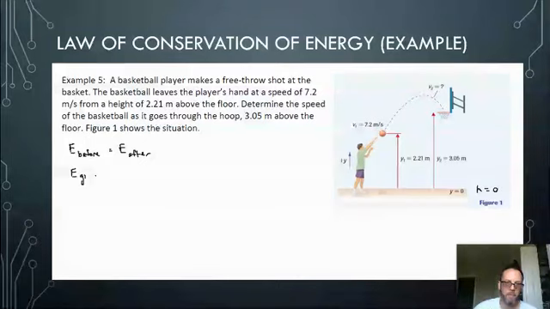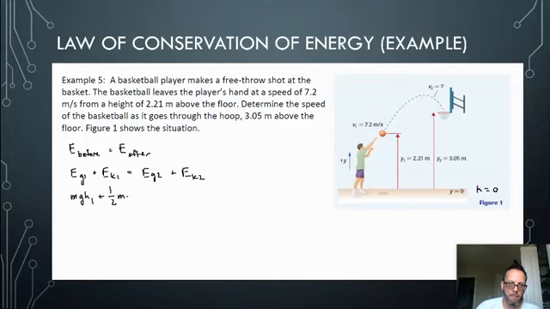So we'll have some initial gravitational potential energy, some initial kinetic energy, and afterwards we'll have some other gravitational potential energy and some other kinetic energy. So I like using 1 and 2. You can use i and f for initial and final. Really, it doesn't matter to me. And so we have mgh1 plus 1/2 mv1 squared equals mgh2 plus 1/2 mv2 squared.